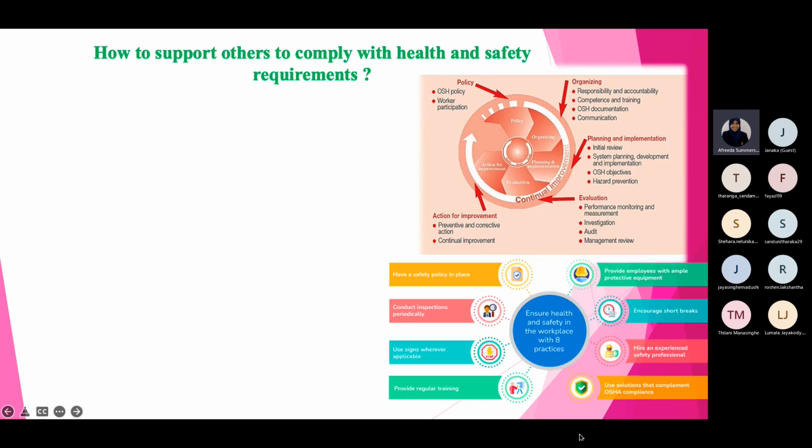So there should be inspections periodically, at least once a month, because humans tend to be very easygoing, and if you don't have disciplines and rules and regulations, they tend to work the way they want and do things the way they want. As a result, you can lose the discipline of work, the efficiency of the workplace can reduce, and the quality of the workplace can reduce, which is why you need to have inspections periodically, right? And the third point is use signs wherever applicable.